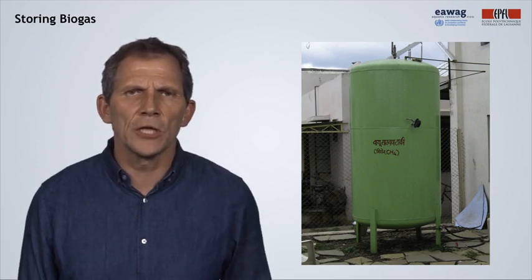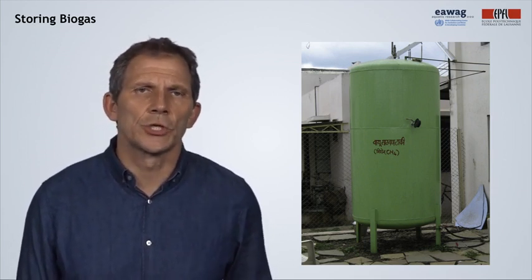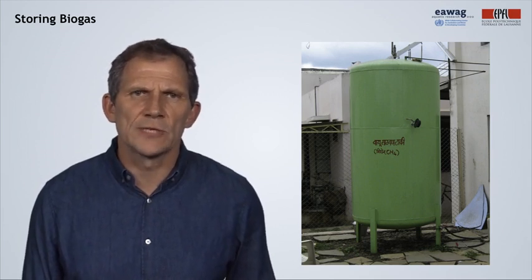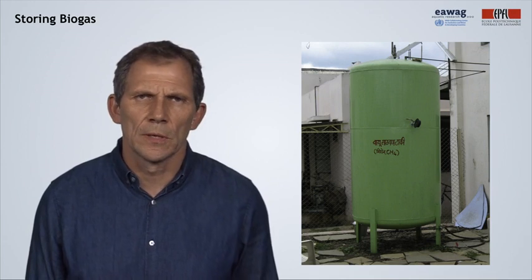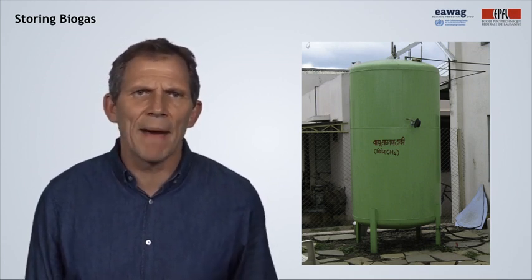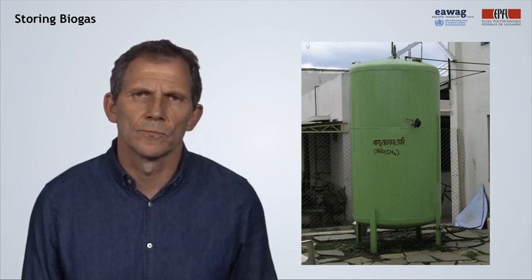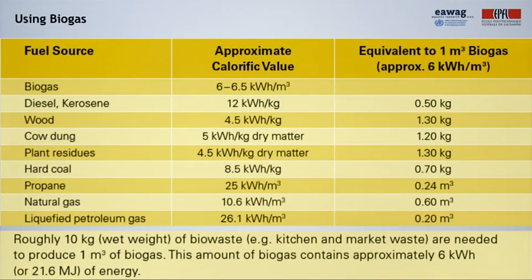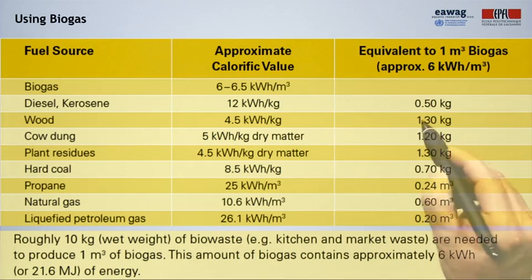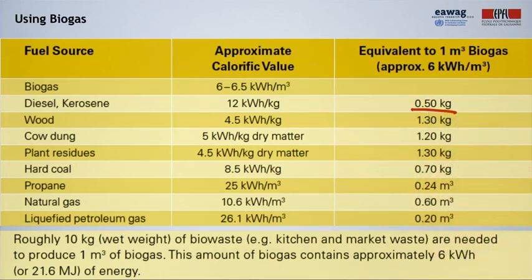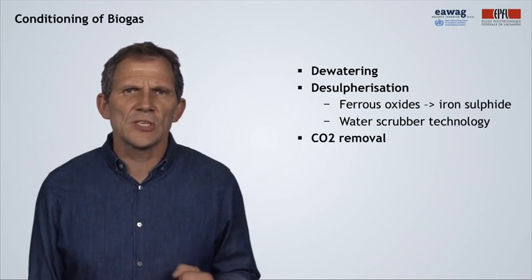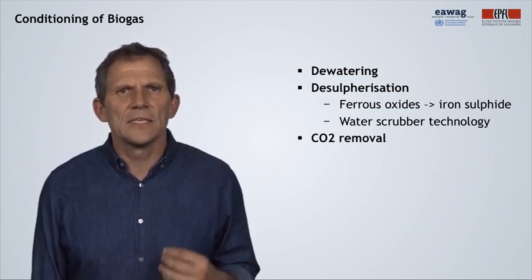The Indian Institute of Technology in Delhi is engaged in research on bottling of biogas for use as fuel in three-wheeled vehicles. They combine conditioning and cleaning of biogas and compression. In an uncompressed form, the energy content of 1 cubic meter of biogas corresponds to around a half a liter of diesel. As a rough rule of thumb, about 10 kilograms of biowaste are needed to produce this 1 cubic meter of biogas.